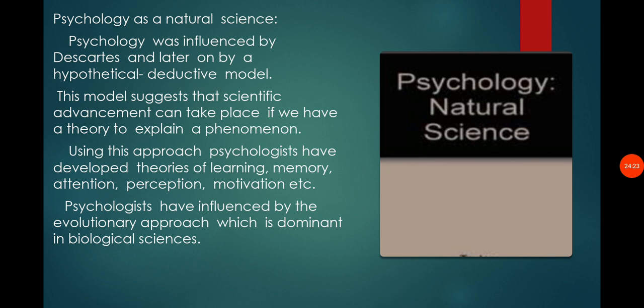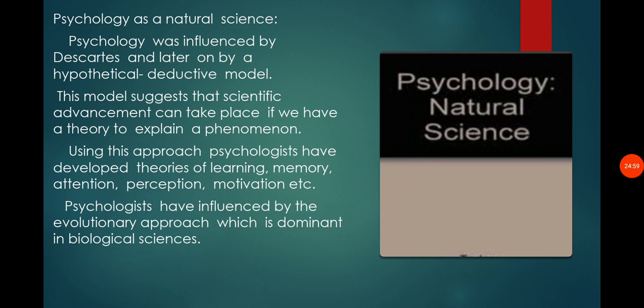Using this approach, psychologists have developed different theories of learning, memory, attention, perception, motivation, emotion, and so on, and they have made significant progress. Apart from this approach, psychologists have also been considerably influenced by the evolutionary approach. This approach is dominant in the biological sciences, and it has also been used to explain diverse kinds of psychological phenomena such as attachment, aggression, and so on. So psychologists have used these two approaches that are mostly used by scientists.